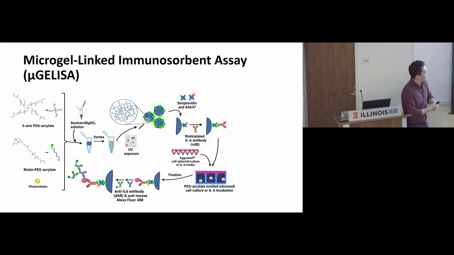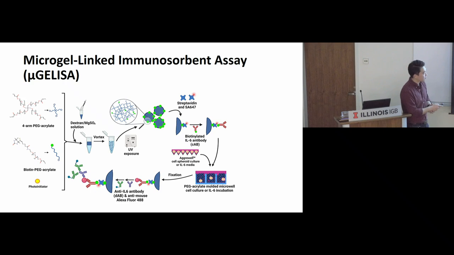Once you vortex it, you form your micro droplets, and you expose them to UV. The photoinitiator will start a reaction with the acrylates, and the acrylates will come together in a chain growth system. And by chance, you'll have some biotin sticking up. Then you incubate the microgels with streptavidin and streptavidin 647, and you basically end up with the microgels fluorescing, giving you the presence of the microgels.